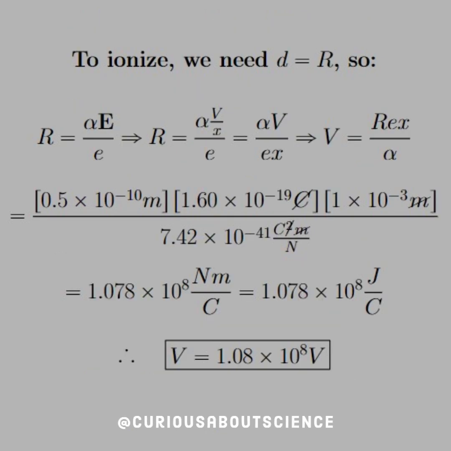To find the voltage needed for the ionization to occur, we'll need to note that the separation distance must equal the Bohr radius in order to ionize. So what we'll have to do is substitute that Bohr radius back into the separation distance equation and solve for V, knowing that E is equal to V over x. Once we find V, then we can substitute in the parameters of r, e, x, and alpha. Again, be careful with the units because the units are going to jumble up, but we end up getting a Newton meter per coulomb, which is a joule per coulomb, which is a volt, which is exactly what is needed.